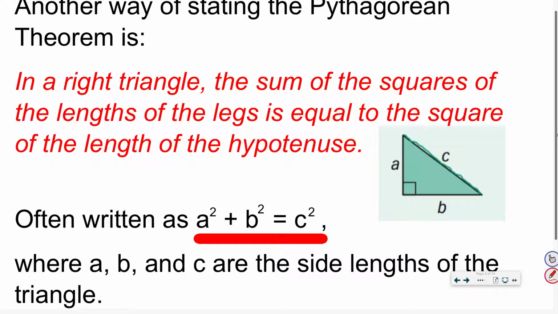And after you write that definition down, you're going to write the actual formula. The formula for the Pythagorean theorem is a squared plus b squared equals c squared. Now in terms of the labels, c represents the hypotenuse, always.